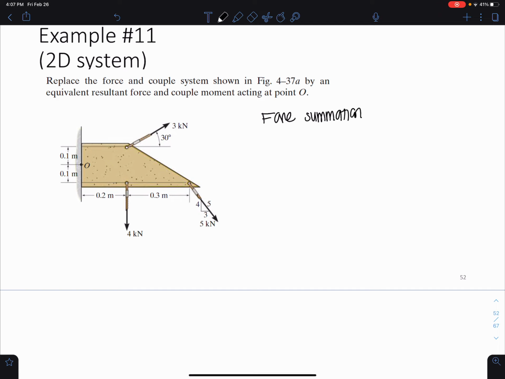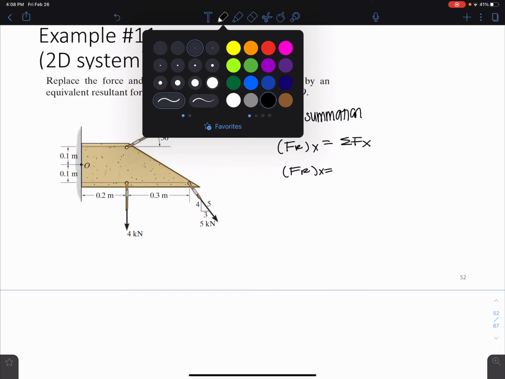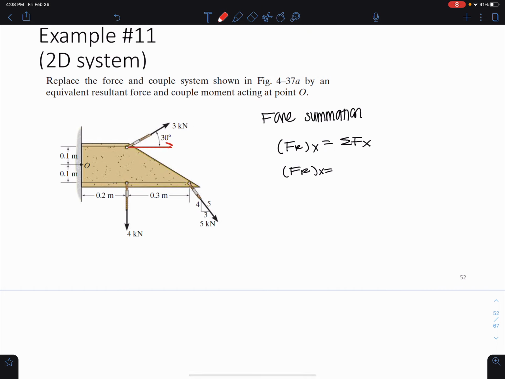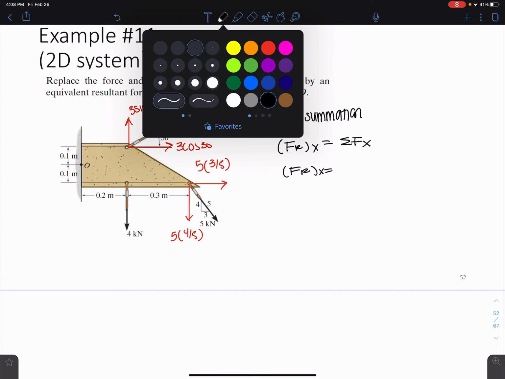And basically we have the resultant force in the x direction equal to the sum of all forces in the x direction. So we would have FR in the x direction is equal to, I'm going to put all of these into x direction forces, and y direction. Okay, now we can sum.